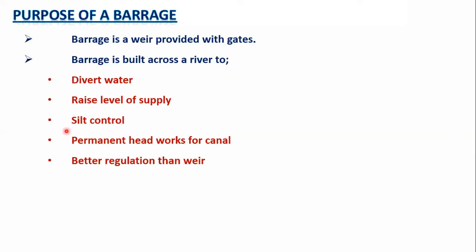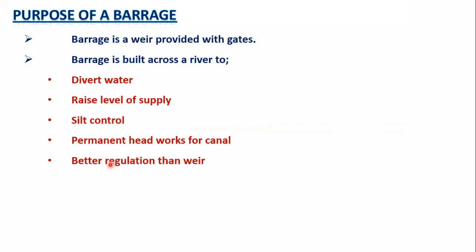The third purpose mentioned here is silt control. Mostly, naturally flowing streams and rivers carry a certain quantity of sediments, a certain quantity of silt. We generally want the minimum quantity of silt to be diverted towards the canal. So for that, arrangements are made within the barrage structure, which will be discussed later in the design.